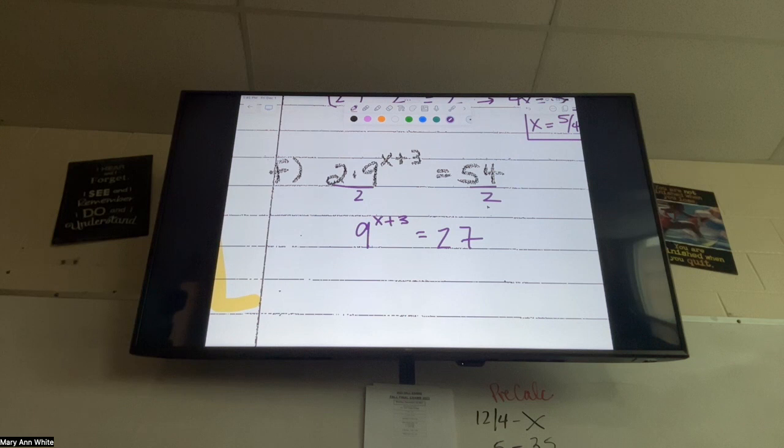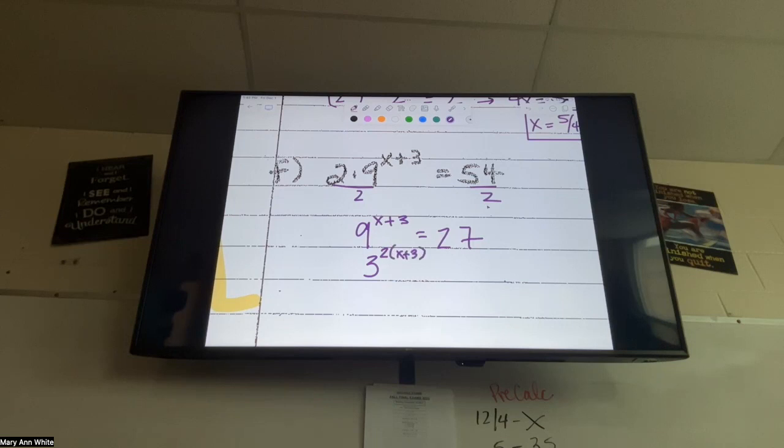Can we do 9 to some power equals 27? Can we get bases with 9 and 27? Yeah, what is it? 3? What's my exponent going to be on this left side now? Three squared, and then where this is, we can think of it as 3 squared and then x plus 3.